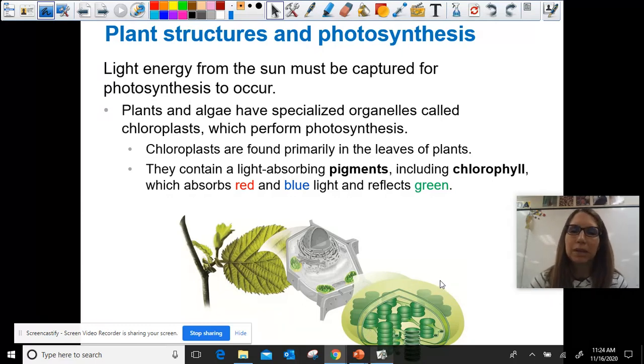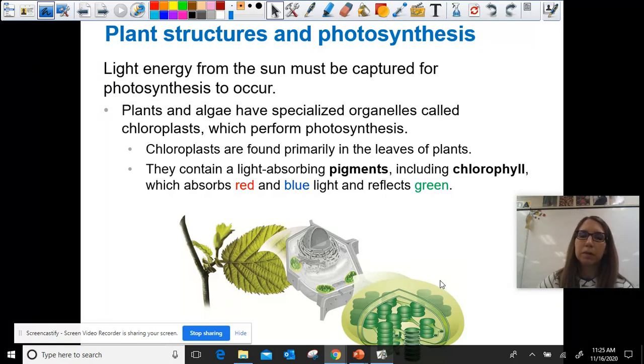So chloroplasts are found, remember, in only eukaryotes. These are not found in prokaryotes, though there are some prokaryotes that are photoautotrophic. And in that case, they just don't house these light-absorbing pigments in an organelle. They're just out in the cytoplasm, okay? But in eukaryotes like plants and algae and other types of organisms that are photoautotrophic and have membrane-bound organelles, we house these light-absorbing pigments in our chloroplast, okay?